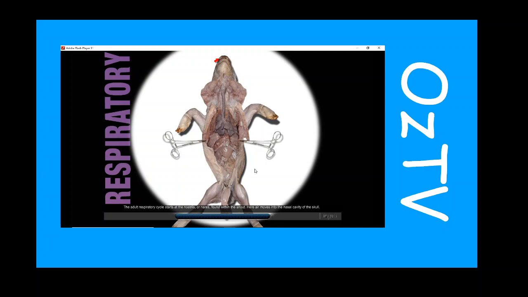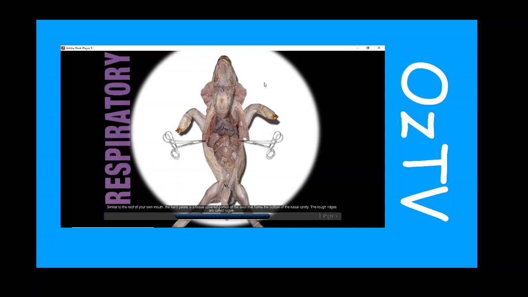The adult respiratory cycle starts at the nostrils, or nares, found within the snout. Here air moves into the nasal cavity of the skull. Press the scissors button, and then cut back the jaw tissue to allow the mouth to open wider. Open the mouth. The immediate roof of the pig's mouth is called the hard palate. Find and press on it.